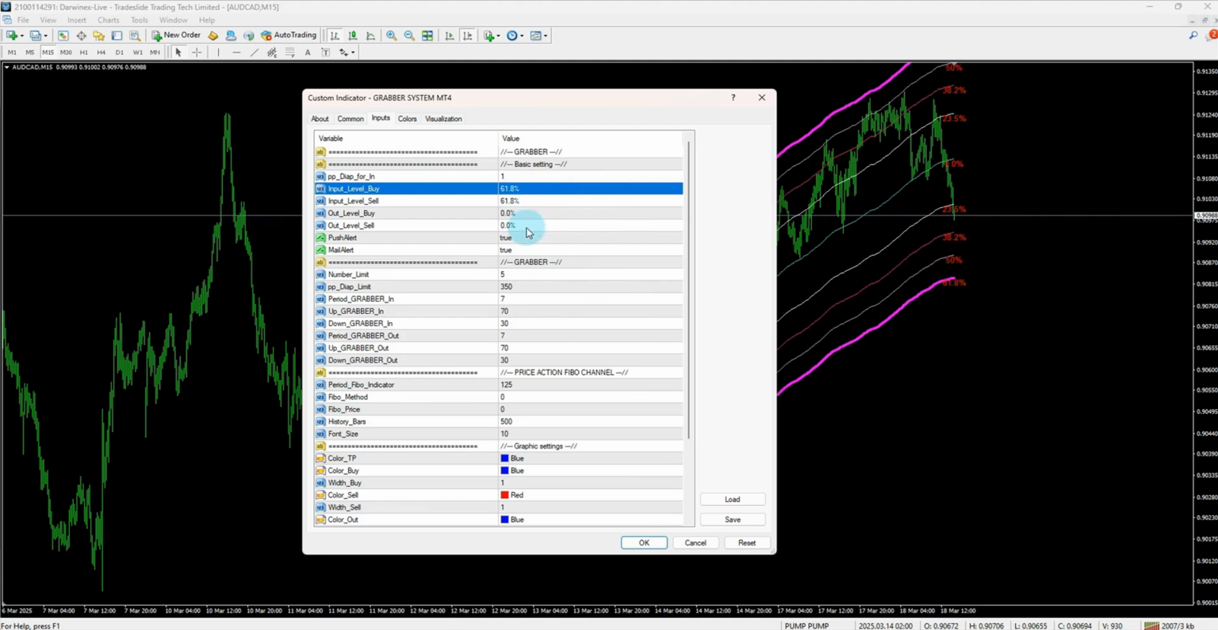So here are the levels where we open trades. For example, this is the level for buying, 61.8. The Fibo level is located here. And upon reaching this level, a buy signal will appear. There will be an upward arrow.